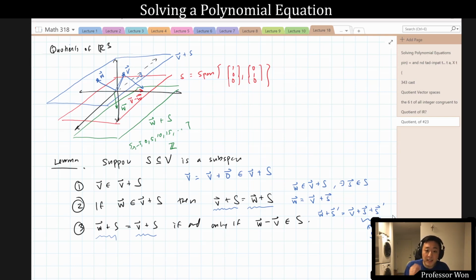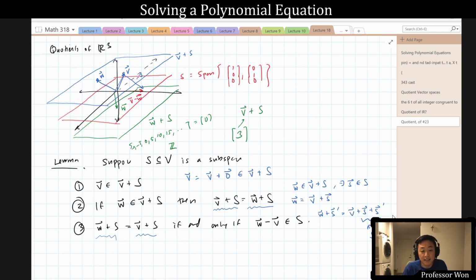Then what is the analog of V plus S? V is going to be like a number, so let's say 3, and V plus S is going to be like the equivalence class of 3. S is going to be like the equivalence class of 0, right? That's what our subset is. Now, thinking of it like that, let's look at these three things, okay?